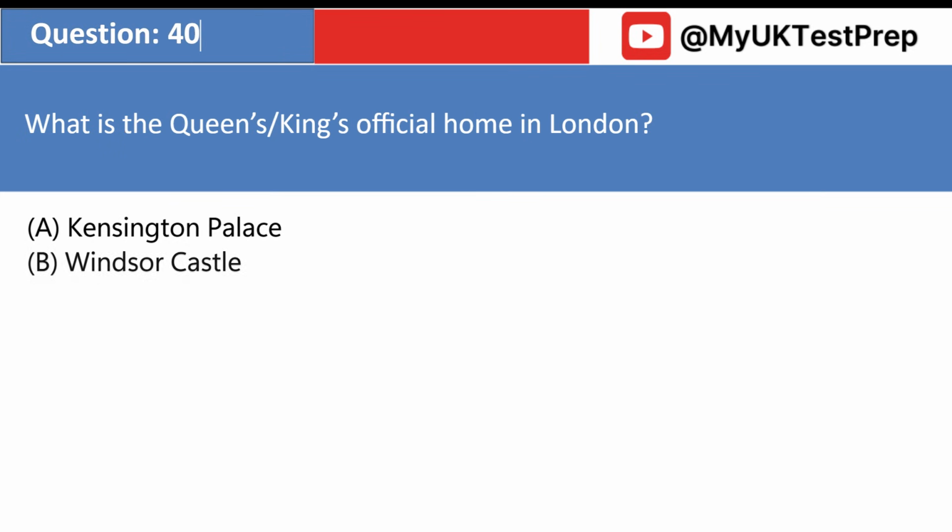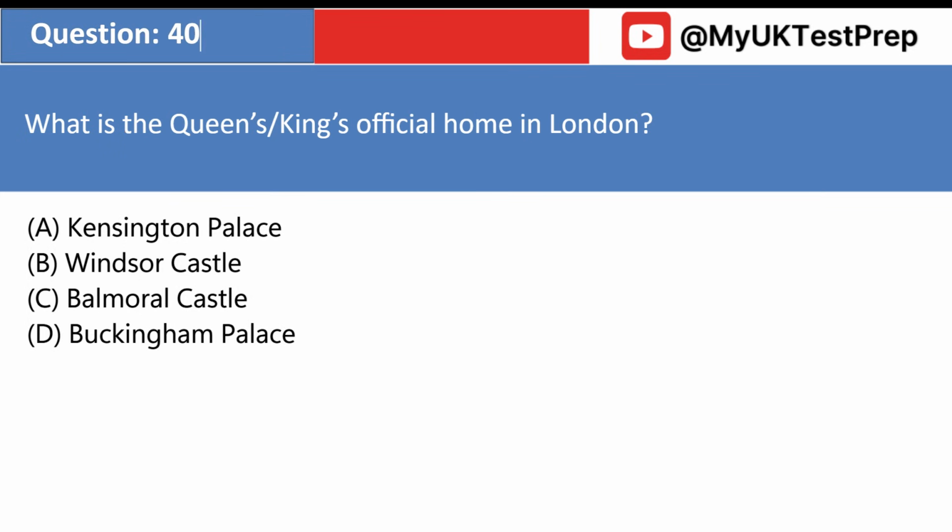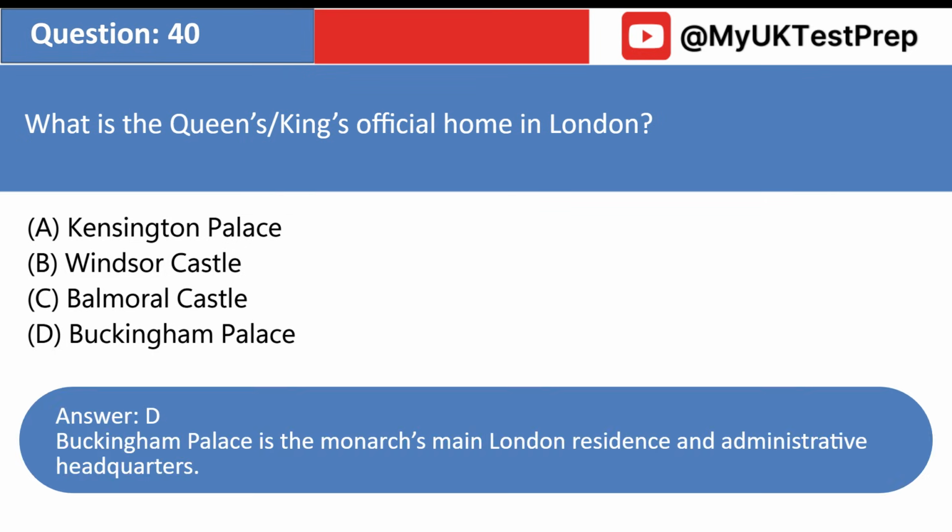What is the King's official home in London? A. Kensington Palace. B. Windsor Castle. C. Balmoral Castle. D. Buckingham Palace. Answer, D. Buckingham Palace is the monarch's main London residence and administrative headquarters.